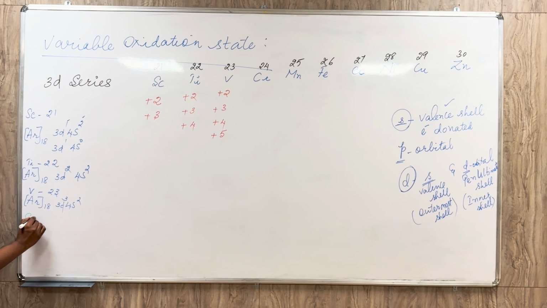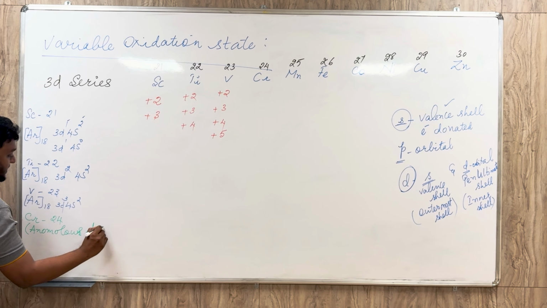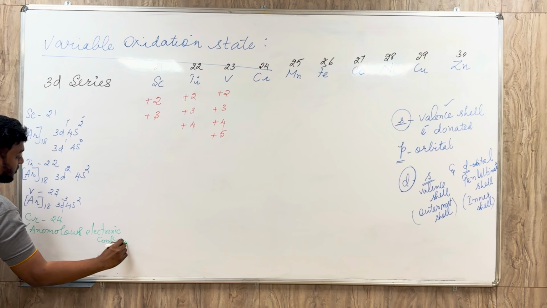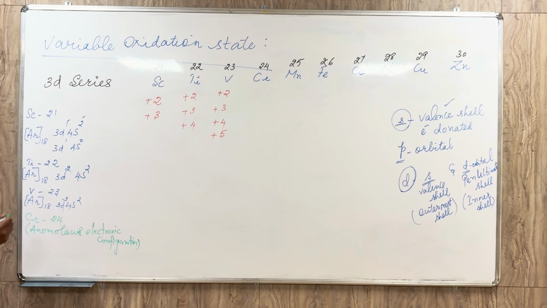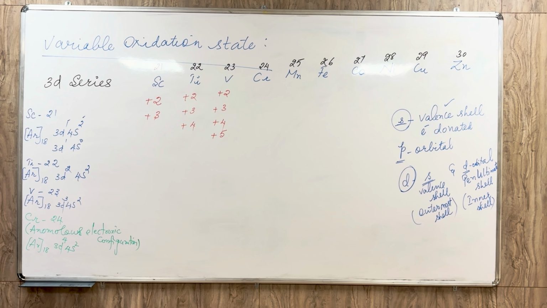when you talk about chromium, we know the atomic number of chromium is 24. This chromium alone exhibits anomalous behavior, an anomalous electronic configuration. What is this anomalous electronic configuration? I would have explained this in the previous class. The expected electronic configuration becomes argon 18, 4s 2 and 3d 4. This is the electronic configuration.